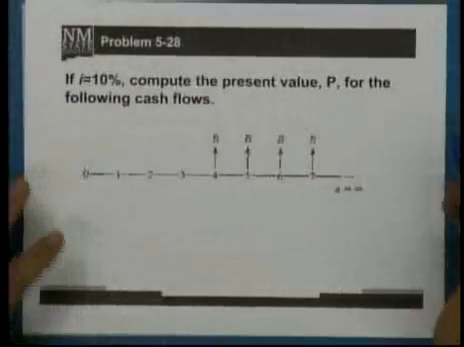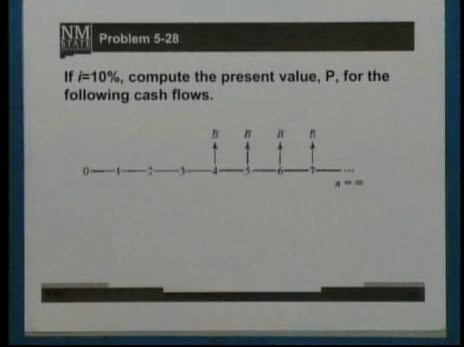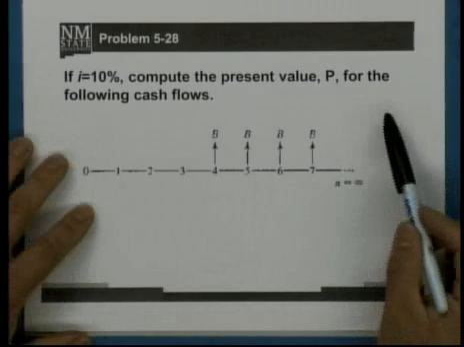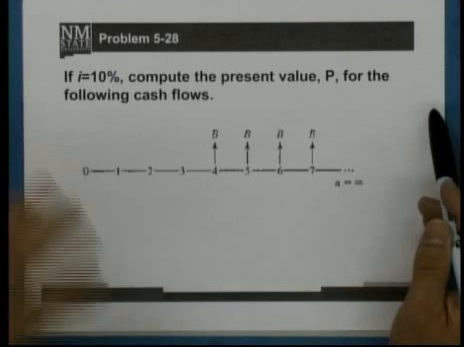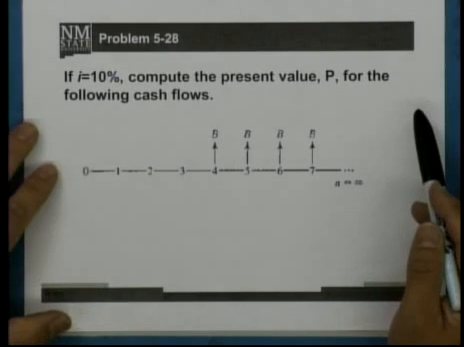Hi everyone. So this is the 17th lecture in IE 451 Engineering Economy. And today we are going to continue to solve end of chapter 5 problems. And here's the first problem that we are going to solve for today, which is problem 5-28. If I is 10%, compute the present value P for the following cash flow.